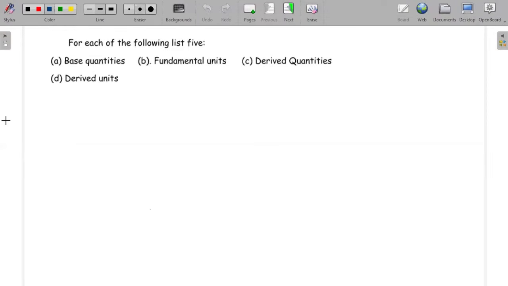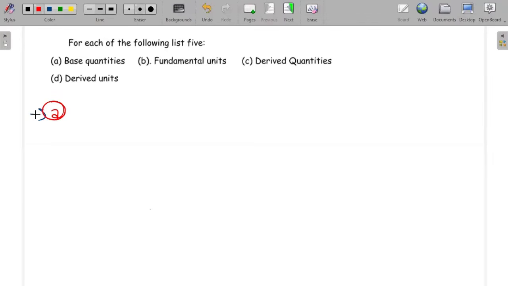Everything that is in this particular question paper, we already did it on Tuesday. So we are going to start from there with the first question, reading: for each of the following, list five. Which means on A, B, C, and D, we should list five of each. So the first thing we're going to do is list five base quantities for A.